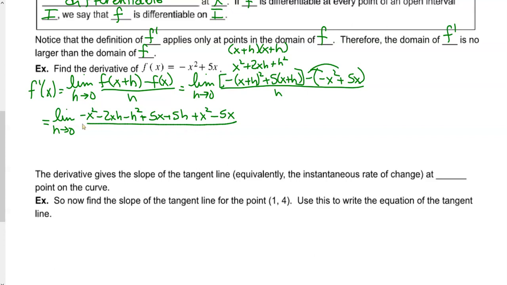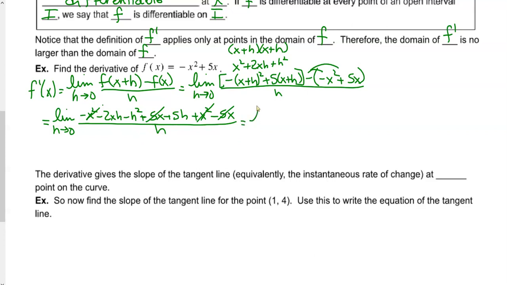Now, here's the part where things must cancel. If things don't cancel, then you've done something wrong, okay? So everything without an h will more than likely cancel, pretty much. So here, the x squareds are going to cancel, the 5x's are going to cancel, and what I'm left with are these three terms, which I can't put together, all over h.